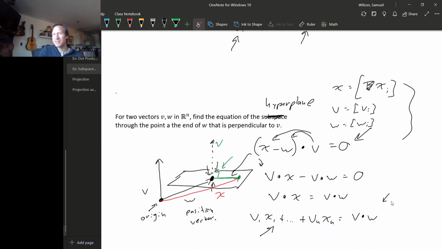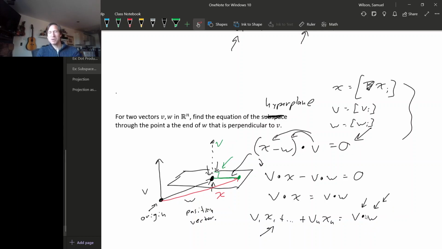Whether you write out this dot product on the right or not is sort of up to you, because in any particular example, v and w will both be vectors with actual numbers, not a vector of variables. So you can actually compute this dot product and then just stick whatever the result is on the right hand side here.